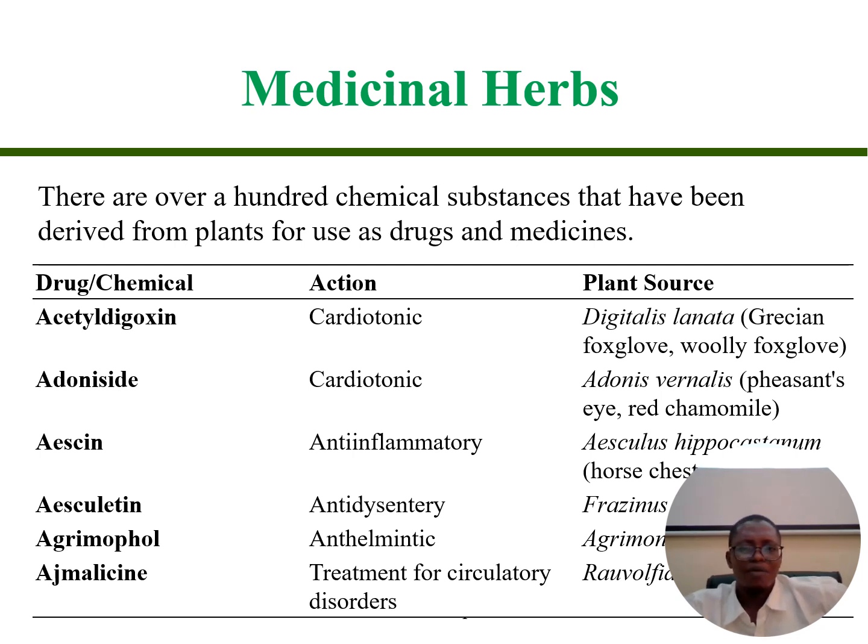There are over 100 chemical substances that have been derived from plants for use as drugs and medicine. We have acetyldigoxin, which is a cardiotonic, isolated from Digitalis lanata. We have adoniside, which is also a cardiotonic, from Adonis vernalis. We have aescin, which is an anti-inflammatory drug, isolated from Aesculus hippocastanum. Also, we have several other drugs like agmatine, used for the treatment of circulatory disorder, from Alstonia vomitoria.